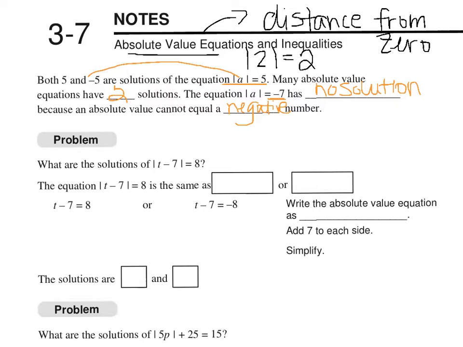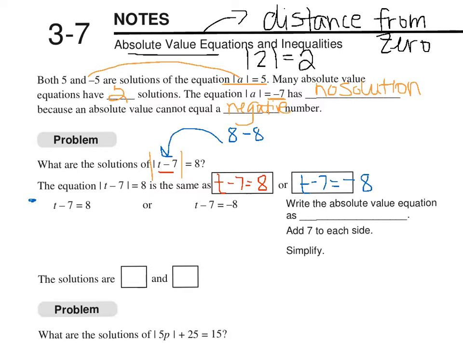So let's go ahead and look down at example 1. So here are my absolute value bars. It's not equal to a negative number, so what I'm going to do is take that stuff that's inside, so t minus 7, and I know that t minus 7 could equal positive 8, and I also know that t minus 7 could equal negative 8, because the number inside of the absolute value bar could equal 8 or negative 8. So you set the two equations up, and they've done that for us down here.